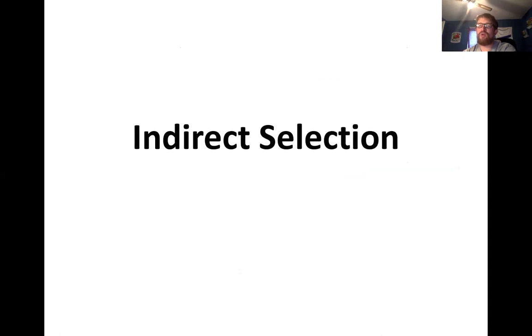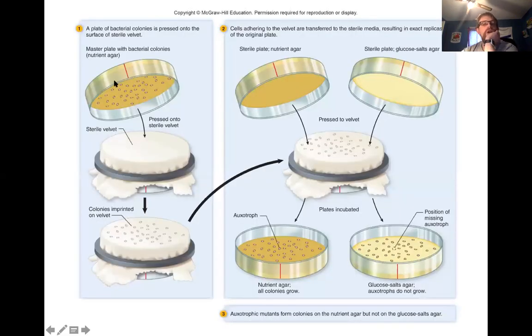Indirect selection. So here's where we really start to talk about those auxotrophs and prototrophs. Here you have a plate. This is a nutrient agar. Those of you that have looked at your packet briefly for lab, TSA is a type of nutrient agar. That basically means that all the nutrients that bacteria could want, whether they're a mutant or not, are there, and so everything can grow.